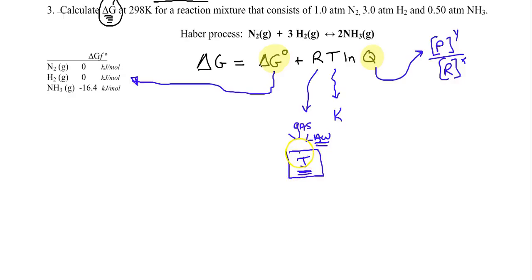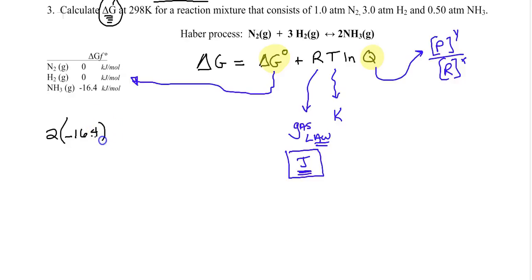So to start the question, I'm going to have to come up with non-standard delta G. So let's do that first. All right, as we've done several times before, and as this whole lesson today has been about reminding you, you can get delta G from tables as well as using the other formula. So let's just do this fast. We have our products, 2 times them. The product is NH3, so it's 2 times negative 16.4.